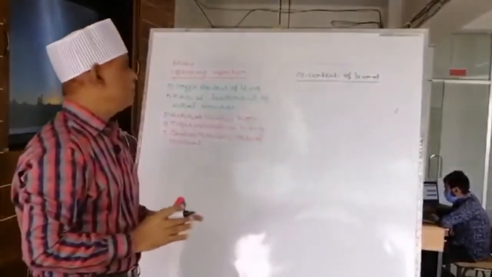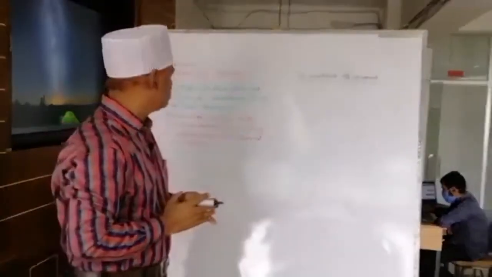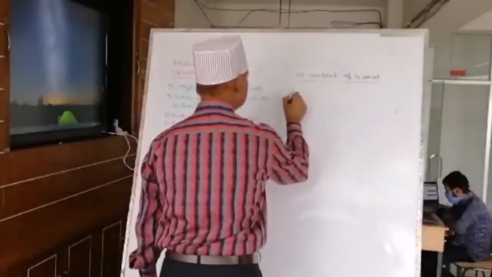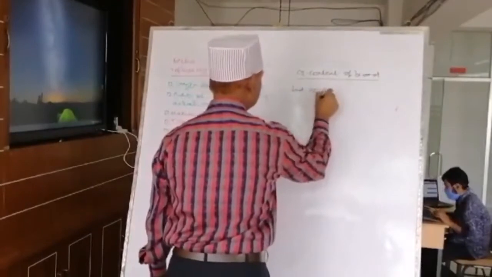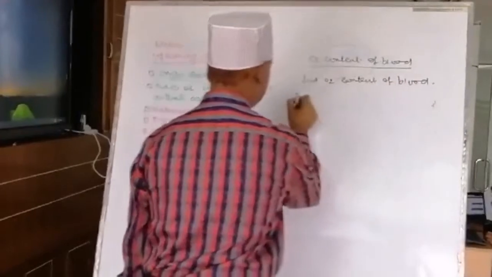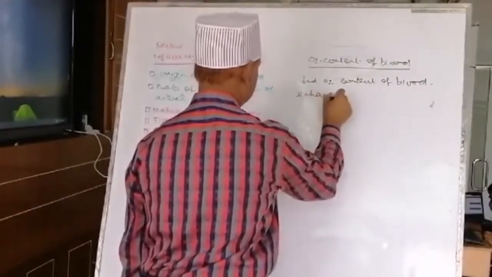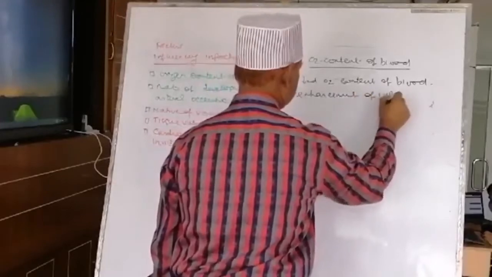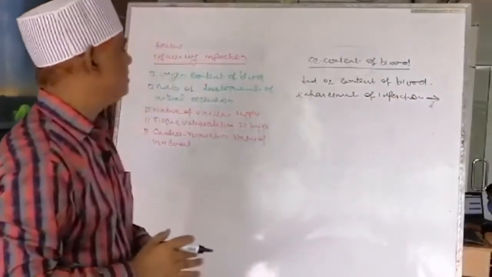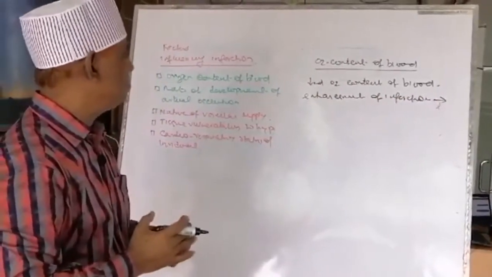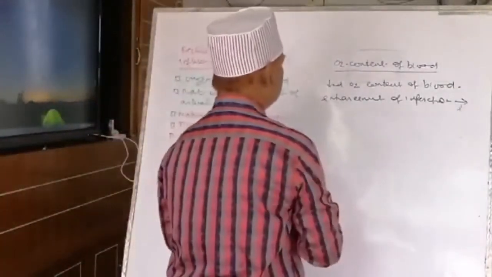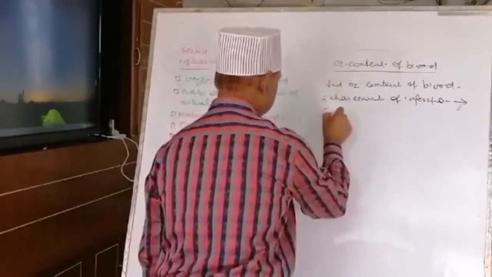If oxygen content of blood is diminished or decreased, there will be enhancement of infarction. Diminished oxygen content of blood, enhancement of infarction. Now come to the different causes where there will be diminished oxygen content of blood. Causes of diminished oxygen in blood.